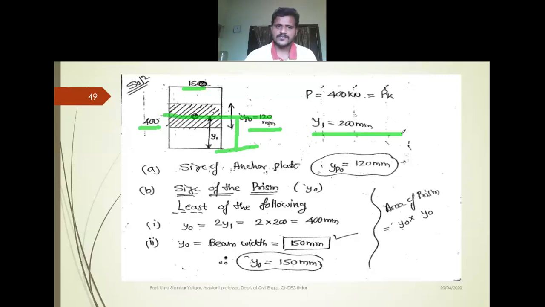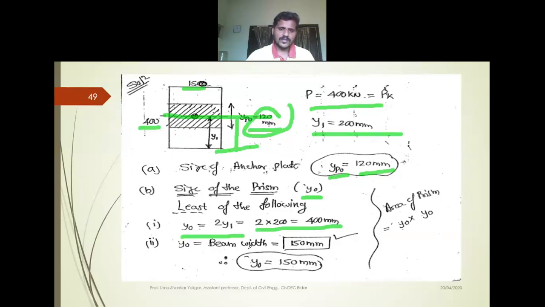And this y1 is equal to how much? 200, half of that. Okay, and we know that yp naught is equal to the depth of the plate. The depth of the plate is given as 120 mm. Therefore, we need to calculate the size of the prism, that is y naught. Once again, there are two conditions. y naught is equal to 2 times y1. y1 we know is 200, so 2 into 200 gives 400 mm.